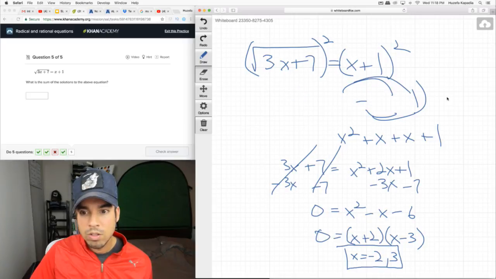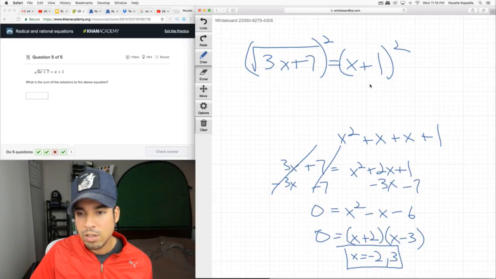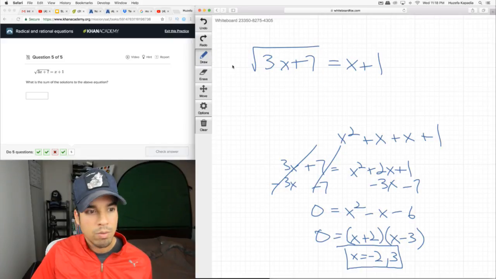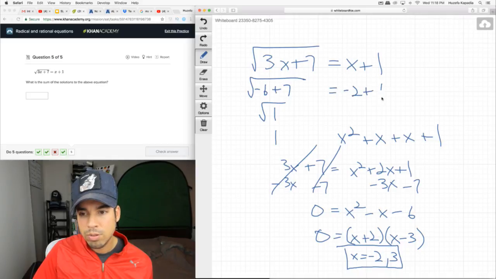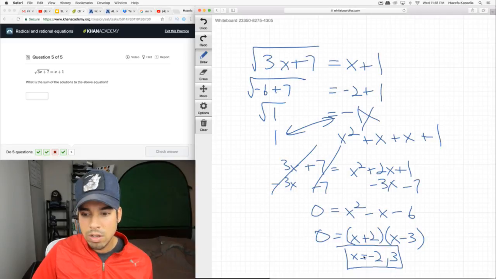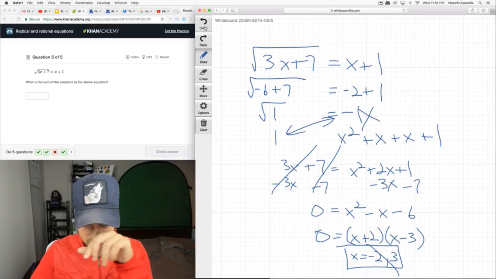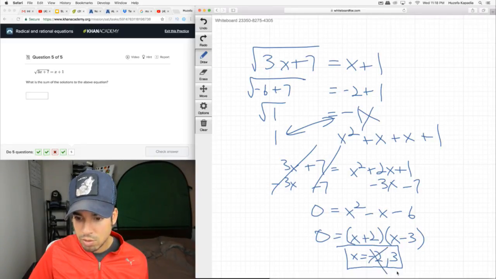Okay. So the way we're going to check is we're going to go back to the original equation. All right. And we're going to plug in these two values. First, negative 2. If I plug in negative 2 here, I get 3 times negative 2, which is negative 6, plus 7. Square root of 1, which is 1. Here, I plug in negative 2, which I get negative 2 plus 1 equals negative 1. These guys are not equal. So negative 2 is out.